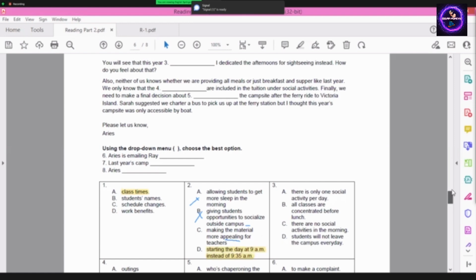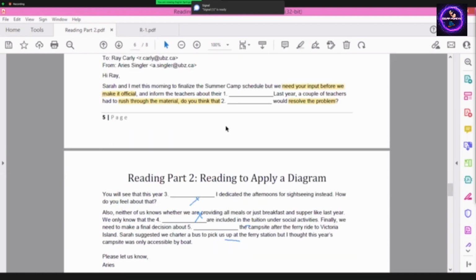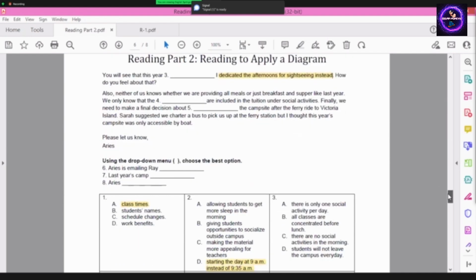Yes, rushing through is about time. If time is managed well and the day starts at 9 o'clock, then I think they were able to resolve this problem. Right. Next: you will see that this year, dash, I dedicated the afternoons to sightseeing instead. How do you feel about that? Let's first check the options and then we'll go to the diagram.